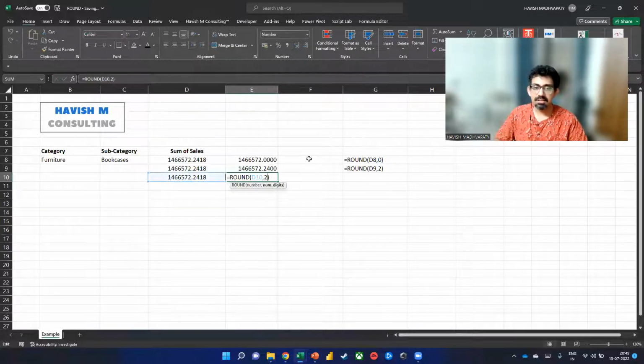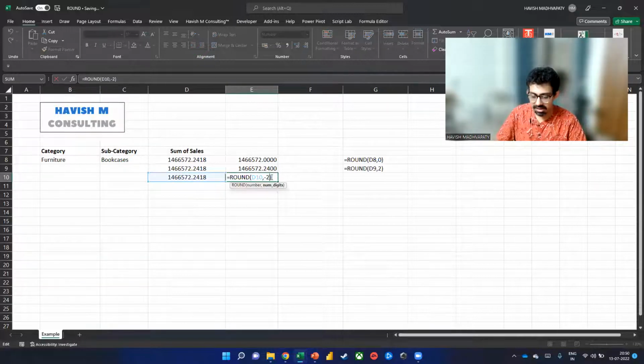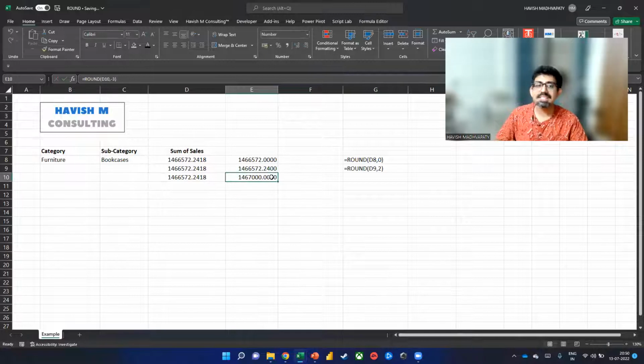And if you do this with a minus, then it takes 2 positions on the left. But it is not just taking the position, it is removing the number and rounding it. For example, 572 is becoming 600. So 6572 becomes 6600. If I make it minus 3, then it becomes 67,000, like this.